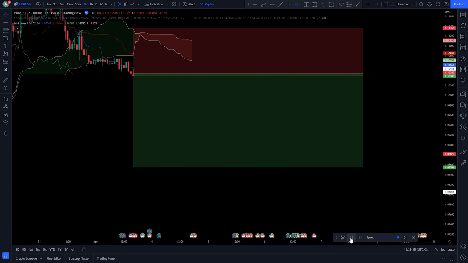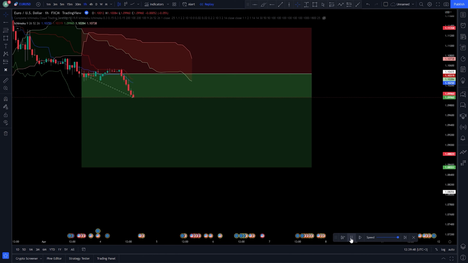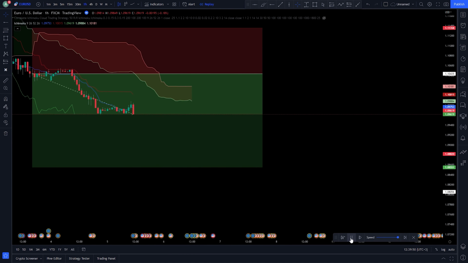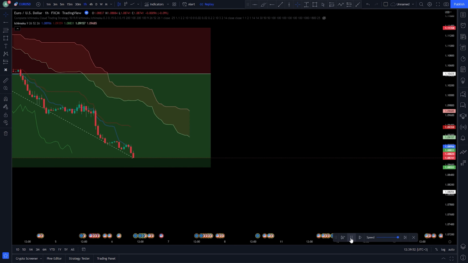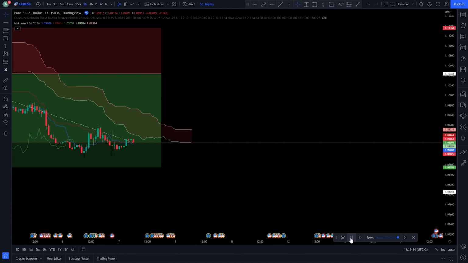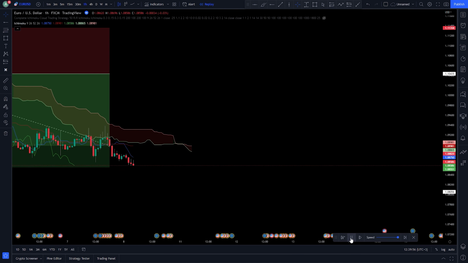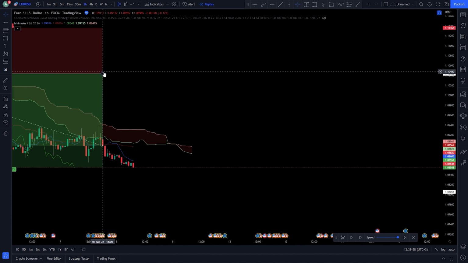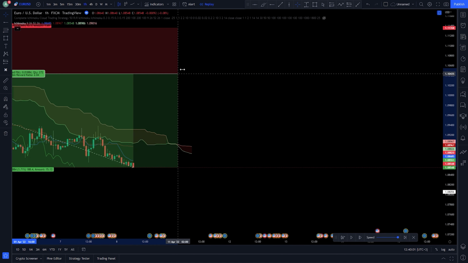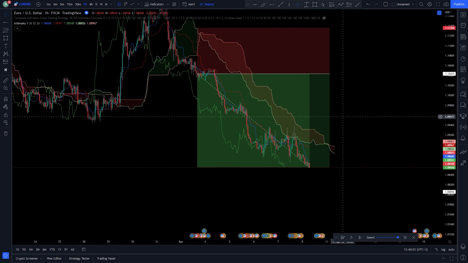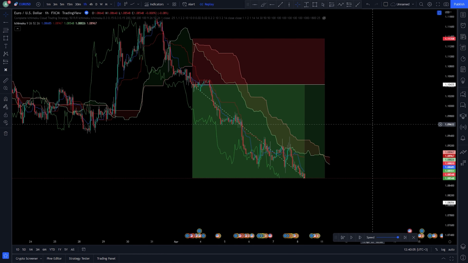Let's see what happened to our trade. As we can see, it hit the target. Now it's time to code it to see if it's actually working and what the win rate is.